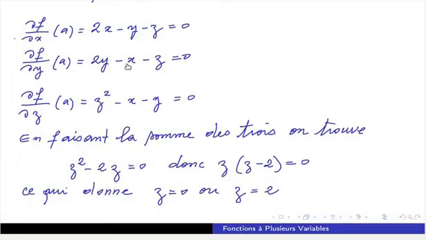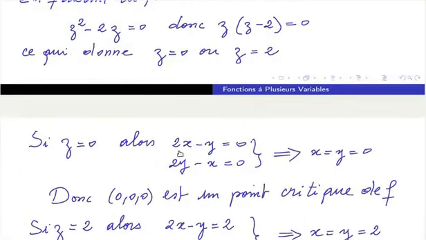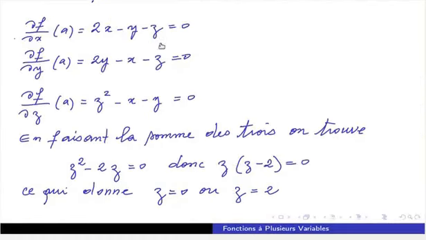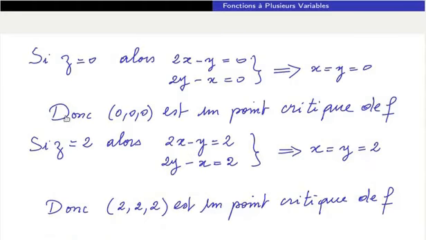If we substitute into the first two equations, we will find, when z is 0, 2x minus y equals 0 and 2y minus x equals 0. Then by multiplying the first by 2 and adding, y disappears, and we find 4x minus x, 3x equals 0, which gives us x equals 0. By substituting into one of them, we also have y equals 0. Thus, we find (0, 0, 0) as the first critical point.